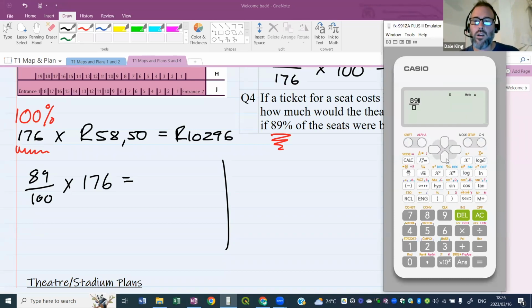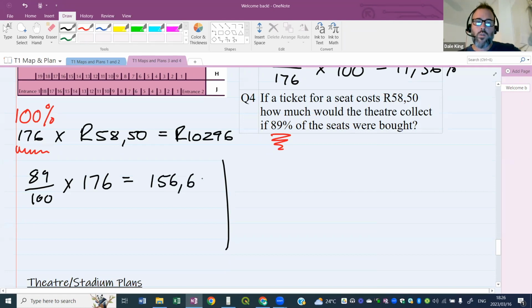All right, so 89 over 100, that's 89% of 176 seats. You see, that's the problem. Okay, so we got 156,64. Now this poses a problem because we've got decimals. How can you have 0.64 of a seat? So either you're going to round this down or you're going to round it up. Because you can't really have 0.64 of a seat. So hopefully in the exam you don't get a decimal like this, because you'd have to round this up. 0.64 means we need to go up to 157. So you might have said, well, this rounds up to about 157 seats.